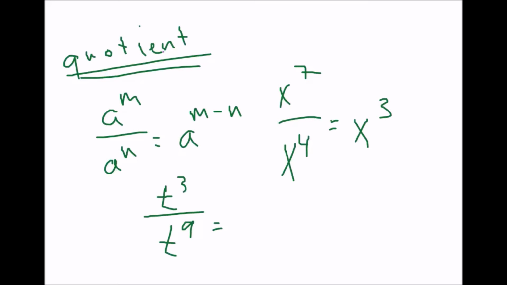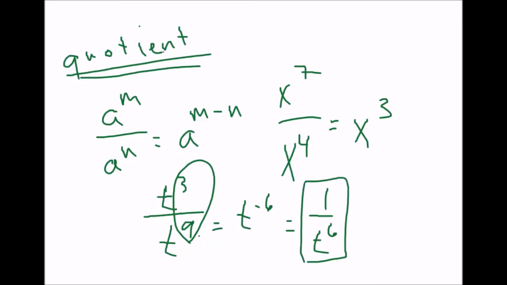What this says is 3 minus 9, t to the negative 6, which really means 1 over t to the 6th, because the negative sign is telling you it needs to go in the bottom. But you could just look at this and see, okay, there's 6 more t's in the bottom than on the top, so what you're going to be left with is 6 t's on the bottom. But, following the formula, you'll subtract 3 minus 9, get negative 6, then move it to the bottom, just like this.